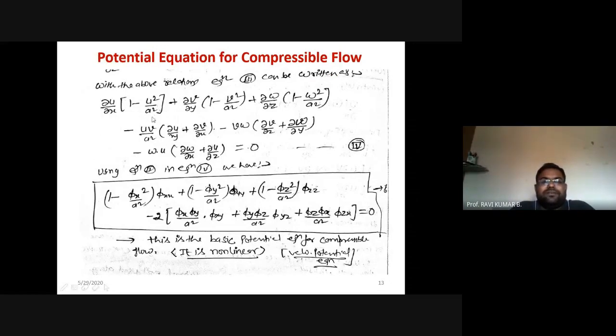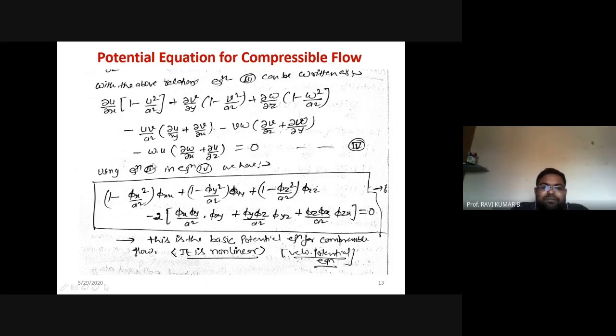So u divided by a, this is local velocity divided by speed of sound. So I can say this is the Mach number along the x direction. This is the Mach number across the y direction, and this is the Mach number along the z direction. So like that I can write, and all these ∂u/∂y, ∂v/∂x I can relate with respect to φ. So after putting all the values, I can relate in this way.